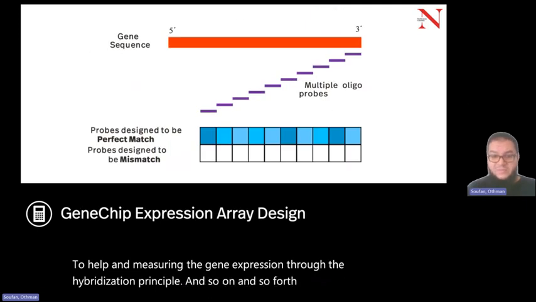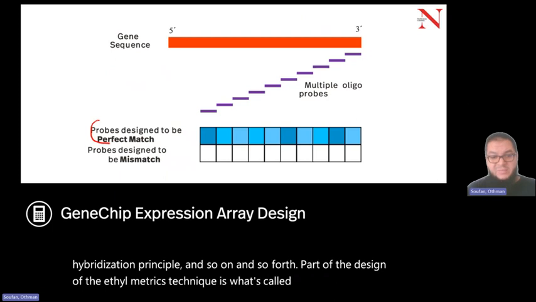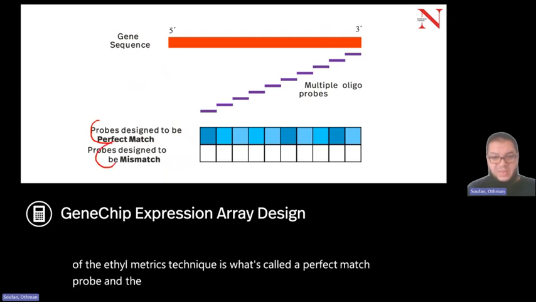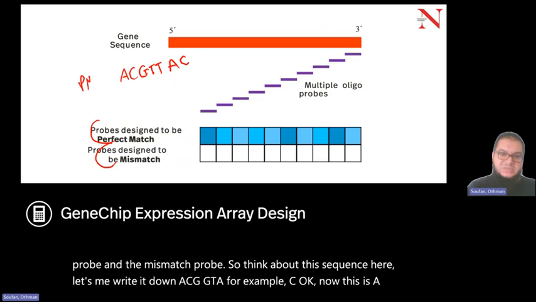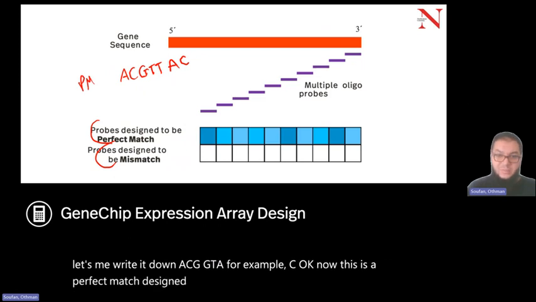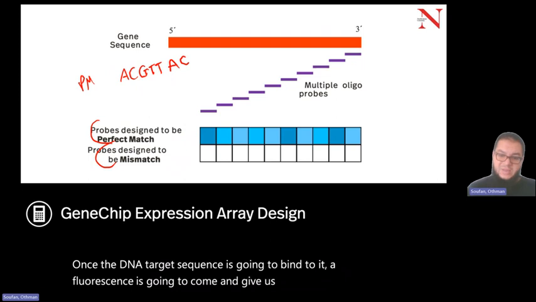Part of the design of the Affymetrix technique is what's called a perfect match probe and a mismatch probe. So think about this sequence here. Let me write it down. ACG, TTA, for example, C. Okay. Now this is a perfect match designed probe, which means once the DNA target sequence is going to bind to it, a fluorescence is going to come and give us an indication that there's this binding.